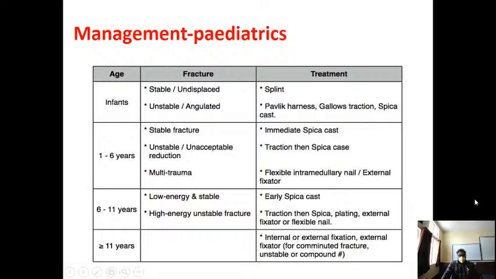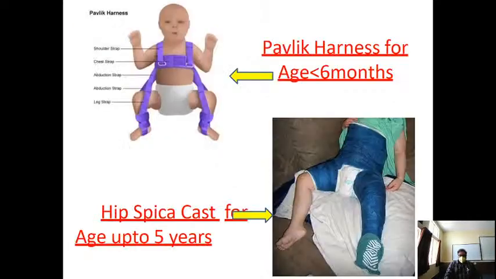Coming to the management in children. In infants, any stable or undisplaced shaft of femur fractures can be managed with a simple splint. In infants with unstable or angulated fractures, a Pavlik harness or gallows traction can be used. This is a Pavlik harness. As you can see, the hip and knee are flexed and abducted, and they are held in position by a chest strap and different kinds of straps. That is the desirable position in which the infant should be kept for fracture healing. It is usually done in infants of less than 6 months of age. And from 6 months to 5 years, we will go for a hip spica cast.